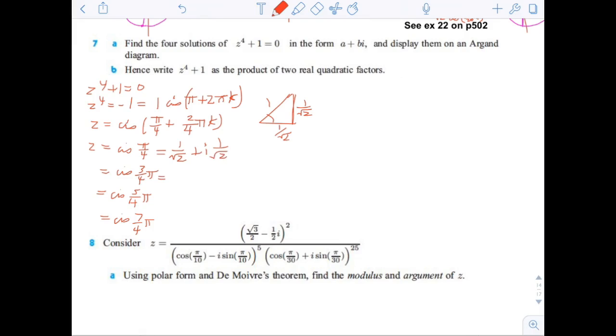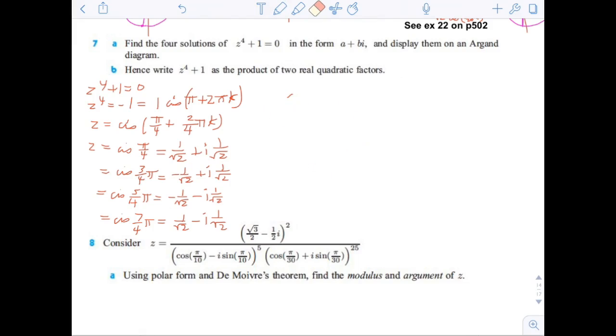If it's 3/4 pi, it would be a triangle pointing in that direction, so it would be -1 over square root of 2 plus i times 1 over square root of 2. If it's 5/4 pi, it would be a triangle in this direction, so it would be -1 over square root of 2 minus i times 1 over square root of 2. 7/4 pi would be a triangle in that direction, so it would be +1 over square root of 2 minus i times 1 over square root of 2. Okay?